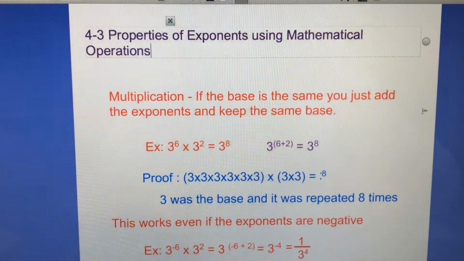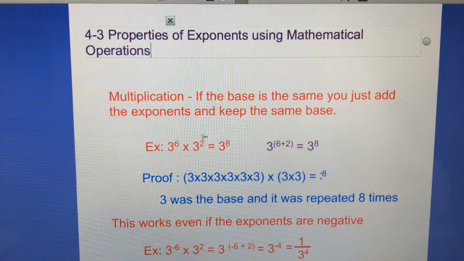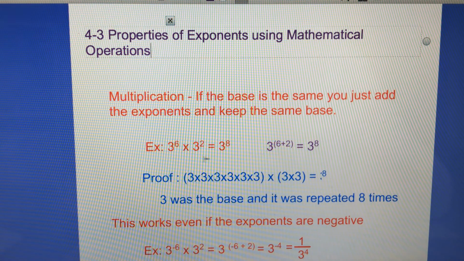Multiplication. If the base is the same, you just add the exponents and keep the base. So 3 to the 6 times 3 to the 2nd. I add 6 plus 2. My answer is 3 to the 8th.